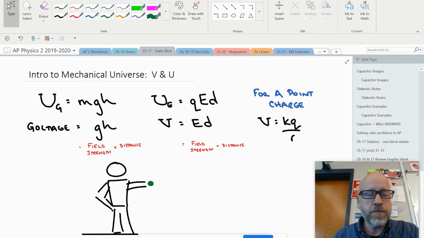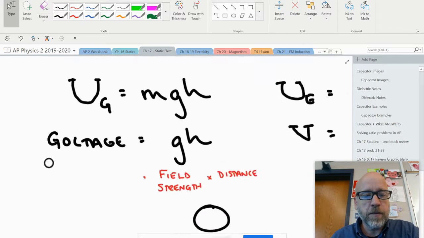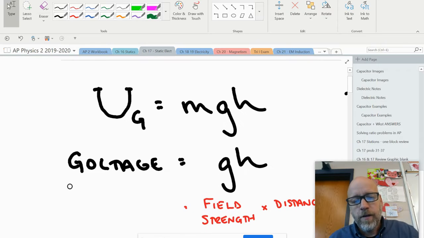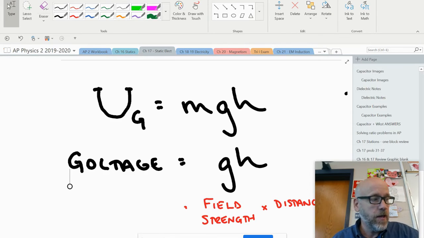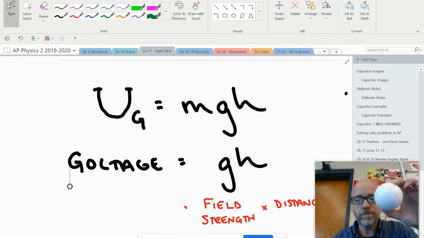Now, the relationships that we're going to start with, when it comes to gravity, the potential energy of an object is mgh. We nailed that last year. Voltage, on the other hand, is really just going to be the field strength times the distance. That would be if something has gravitational potential. It doesn't have potential energy until you put a mass there.